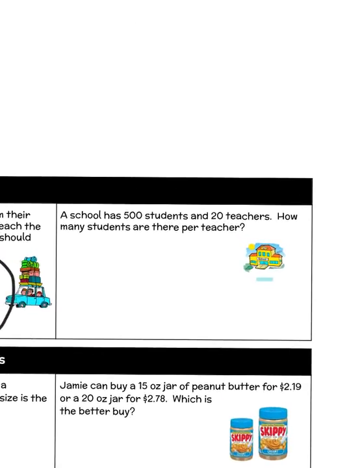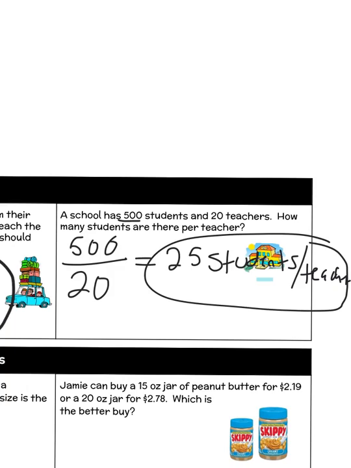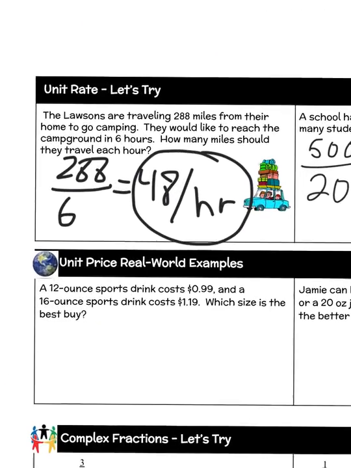This next one. A school has 500 students and 20 teachers. How many students are there per teacher? So the total right here will be 500 students. And we will divide that 500 students by the 20 teachers. And that equals 25 teachers, or 25 students per teacher. Sorry, my handwriting's sloppy. I'm still getting used to this stylus.